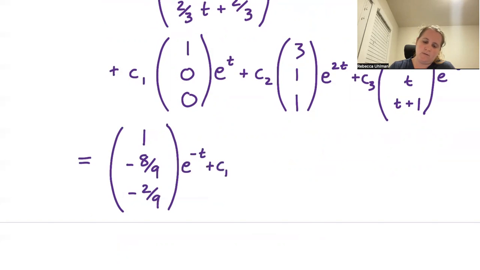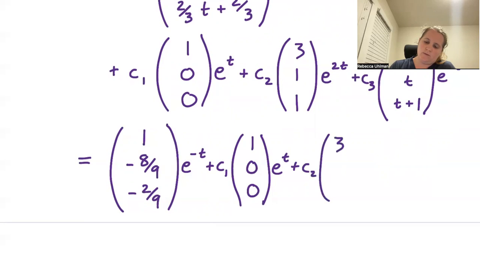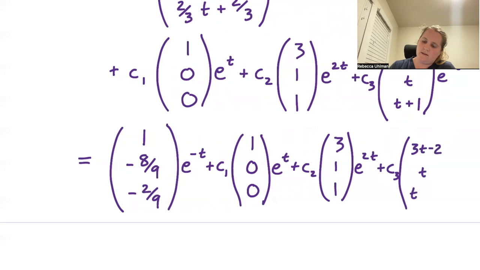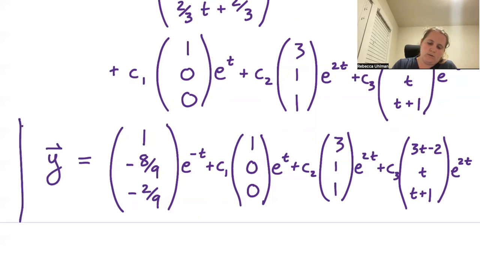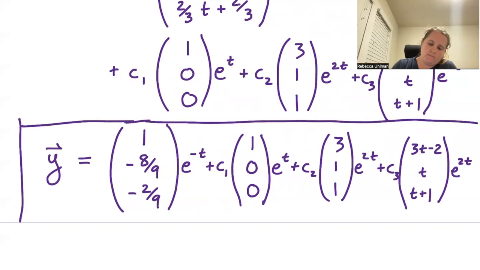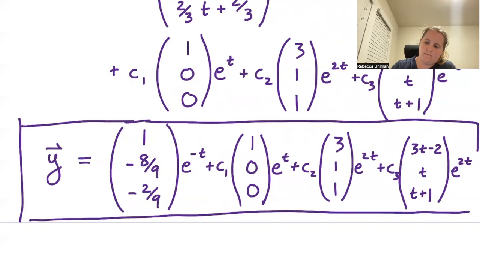Then we have our plus C1 times 1, 0, 0 e to the t, plus C2 times 3, 1, 1 e to the 2t, plus C3 times 3t minus 2, 2t, t plus 1 times e to the 2t. So this is our final general solution, using variation of parameters on the 3 by 3 case.